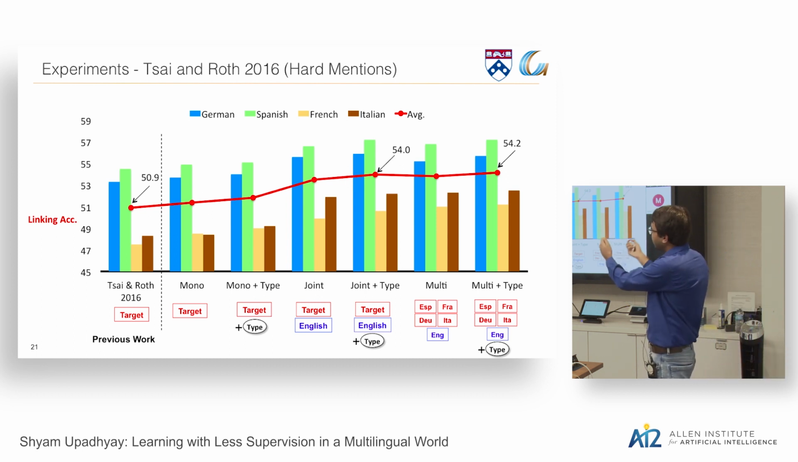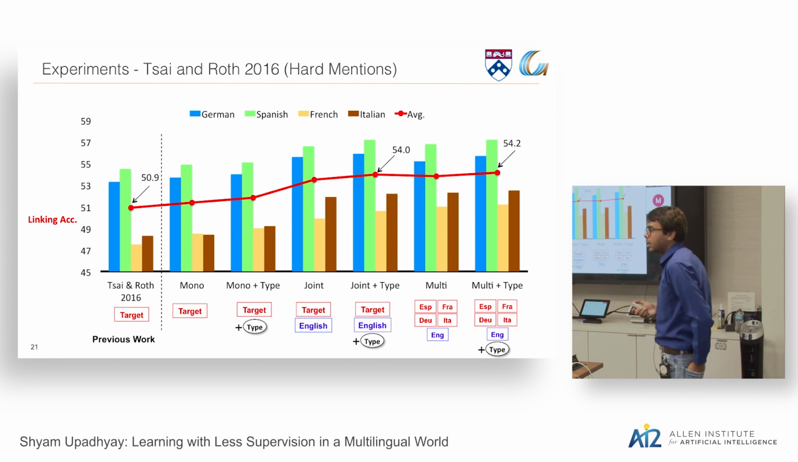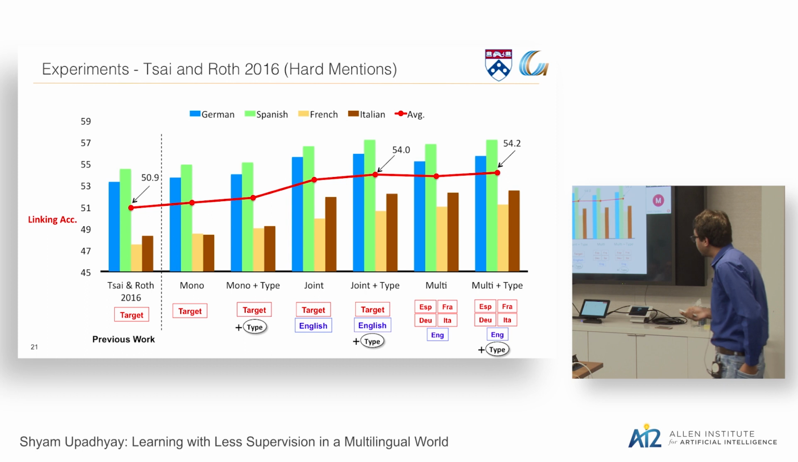But you cannot compare these two because when the test data was created, it was not controlled for having the same degree of difficulty across languages. Does that make sense? Yeah. Any other questions? Okay.